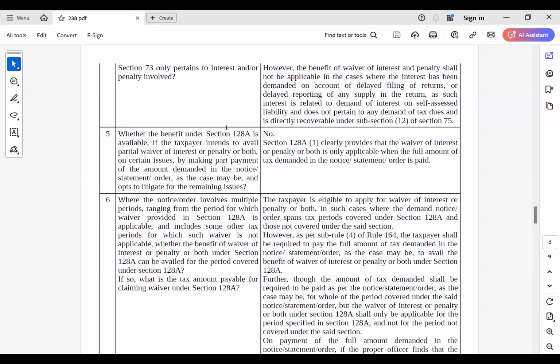Yes, in one of the DRCs, we have a similar matter wherein both 73 and 74 were issued. So what the officer did, he issued the entire DRC 07 under 73, including the matter which was passed in the order under 74. Yes, because that is how practically the CGST officers were doing.